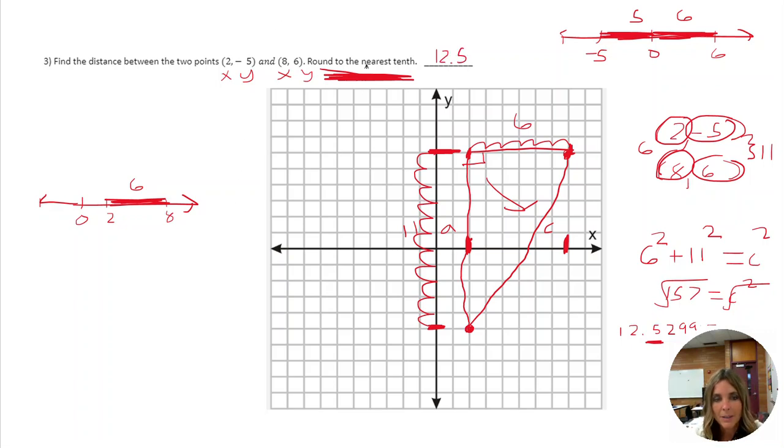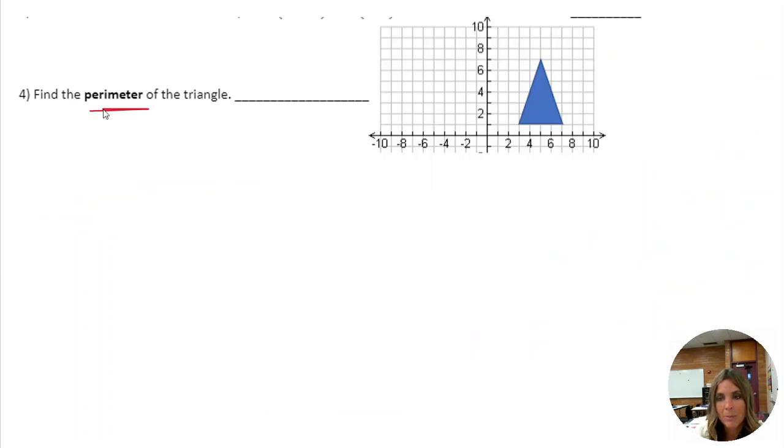Okay, and then on the last question, it says find the perimeter of the triangle. So remember, the perimeter is the distance around the outside. We know that this distance right here, we can actually count this distance because this is from 3 to 7. So that's going to be 1, 2, 3, 4. So we know that the base of the triangle is 4, but what we don't know is this side here, and we don't know this side here, but the nice thing is those two side lengths are the same. So if we can find one of the sides, then we will know the other.